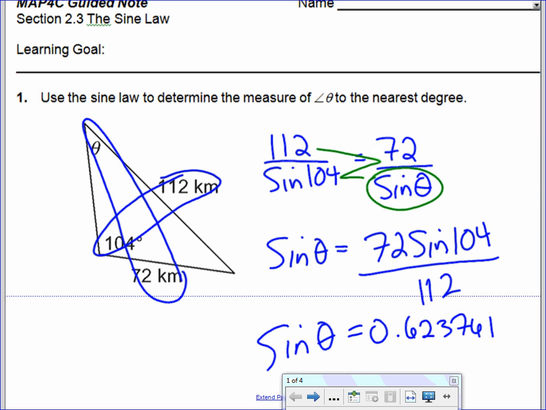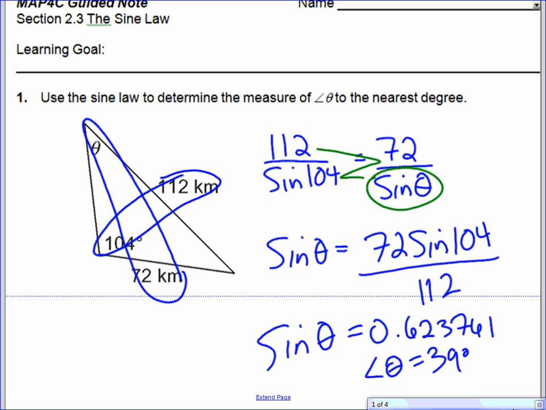0.6236761, and so on. So what do I do when I need a decimal to be an angle? I hit second function, sine, and I retype the decimal, or I use my answer button. Once I get my angle, I have 39 degrees rounded. So angle theta is 39 degrees, and that was rounded.